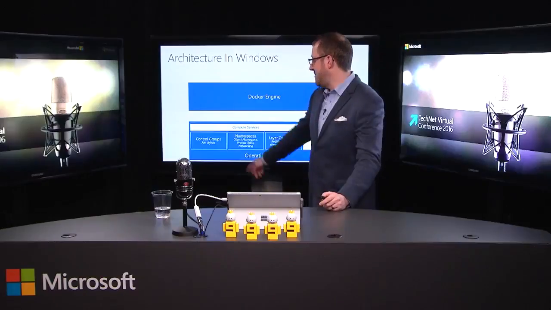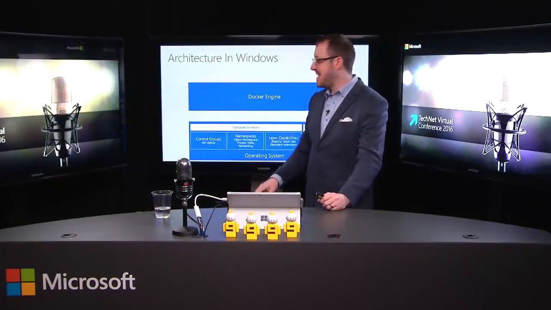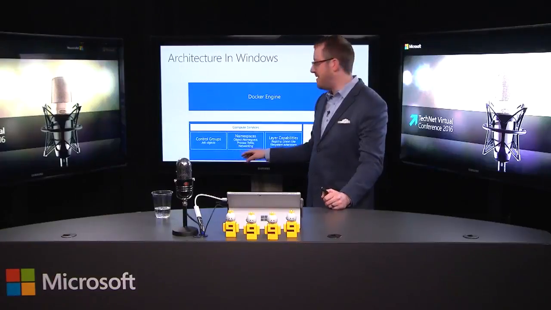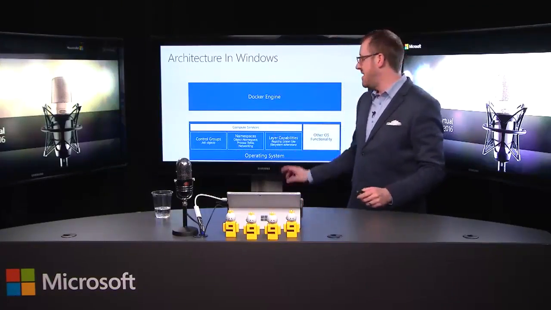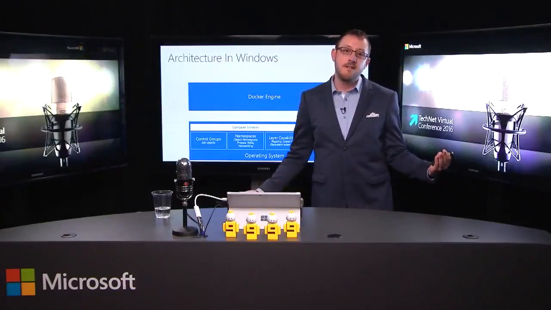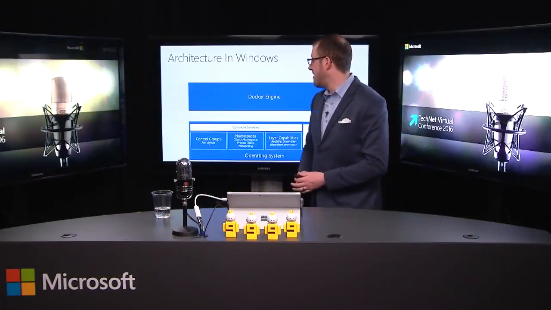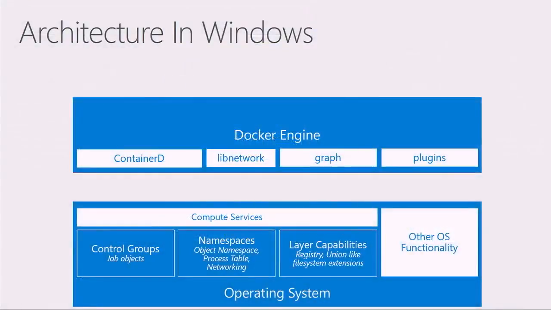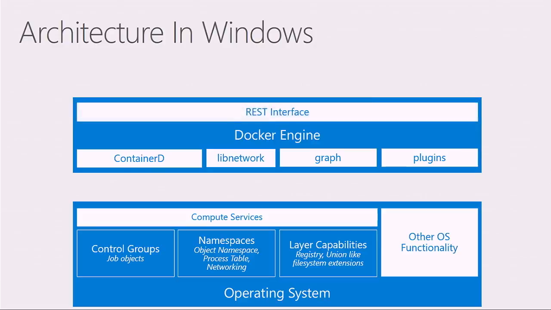So instead of someone having to come down to the control group and program against that API, and then go to each namespace and program against that one, and then go to layer and program against that one, we give them a common place to say things like, give me a container. So we built the compute service layer on top of that. And then we get the exact same Docker engine, but the drivers like containerd, libnetwork, graph, these actually talk to our compute service now. So they're Windows-specific implementations of that. The rest of the Docker engine, including the REST interface and all of the meat in the middle, remains exactly the same. So what we've done is we've changed a few of these layers.